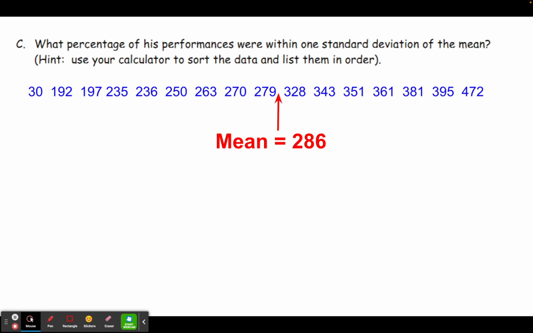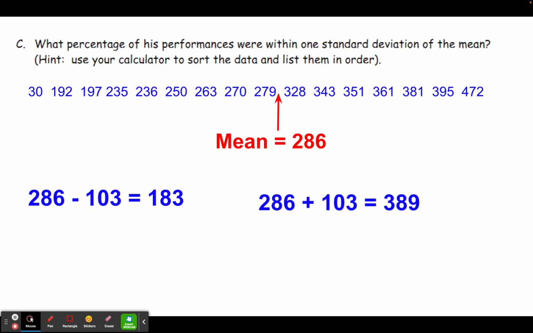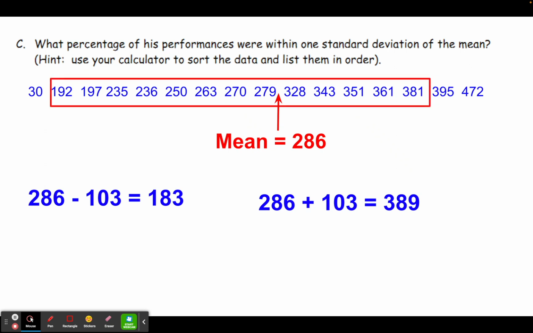Within one standard deviation means from one standard deviation below the mean up to one standard deviation above. So if we do the mean minus one standard deviation, or 286 minus 103, that would put us at 183 yards. The mean plus one standard deviation would be 286 plus 103, which would put us at 389 yards. So if we go back and look at all of his performances, almost all of them were within that range from 183 up to 389. In fact, we had 13 of his 16 games, or 81.3%, within that range, which is most of the games that he was in.